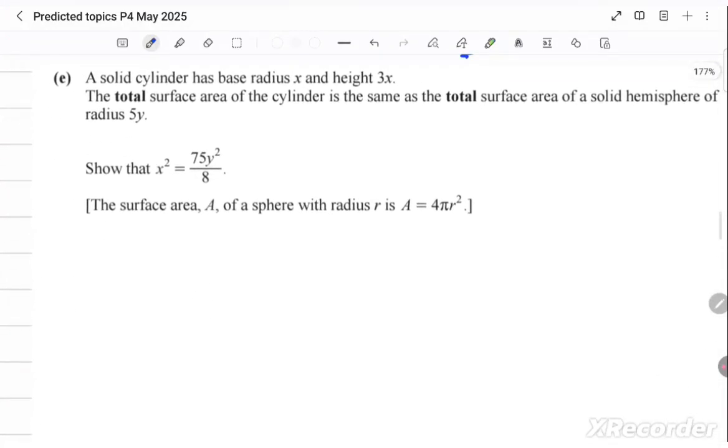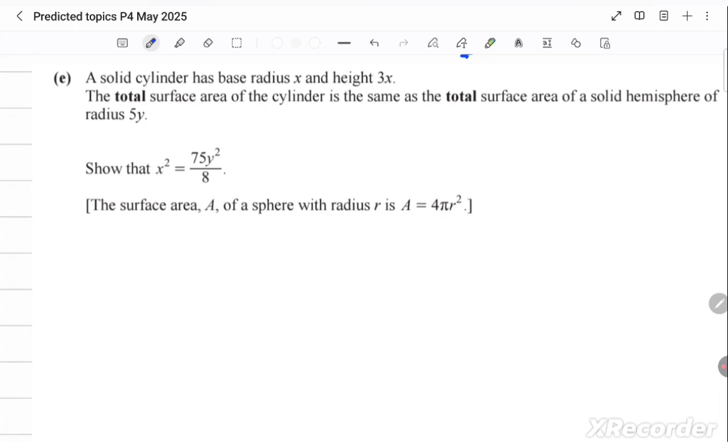Next part, or next question. This type of question that we have in exams usually shows that they give you two shapes and that they are equal, or that this one times something equals that one, times 3, times 6, and so on. So let's solve this one as well. A solid cylinder has base radius x and height 3x. The total surface area of the cylinder is the same as the total surface area of the solid hemisphere of radius 5y. Show that this.